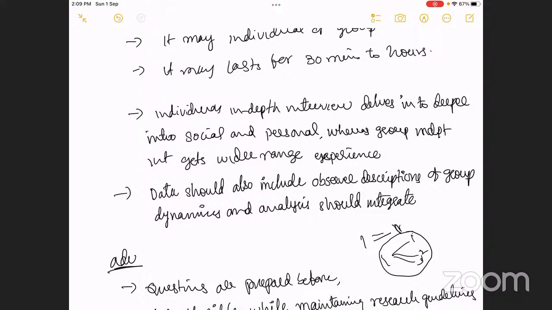Okay. In the group, there should also be observation, like a description of the group, dynamics, analysis, everything you need to note. Note down all these things: a description of the group, dynamics, how they are behaving, the body language. It's called non-verbal communication. Also need to write it down in a group interview.